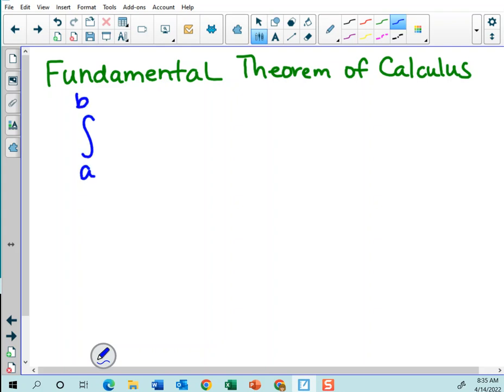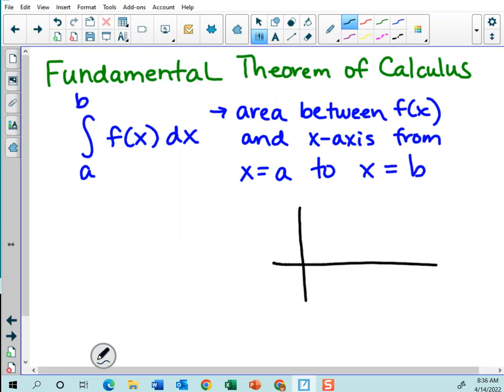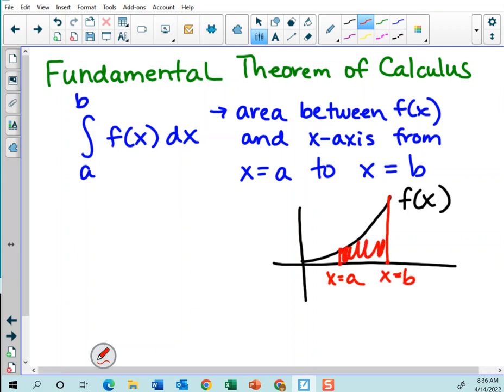If we're looking to make this calculation, which we know is supposed to be an area between f of x and the x-axis from x equals a to x equals b, which, depending on what my function looks like, x equals a, x equals b, so kind of like that. Okay.